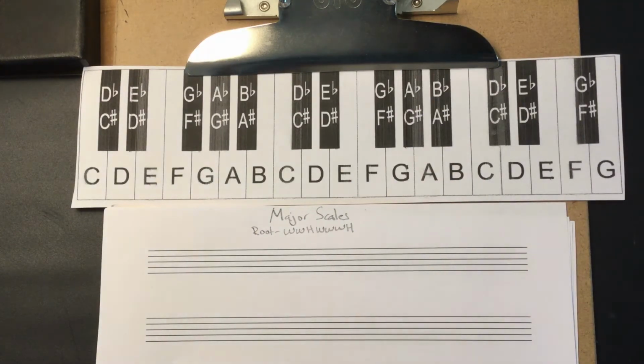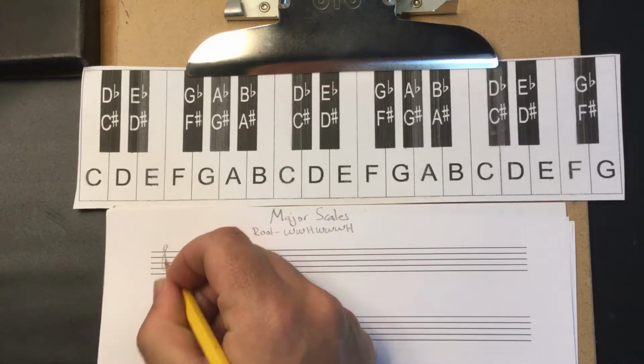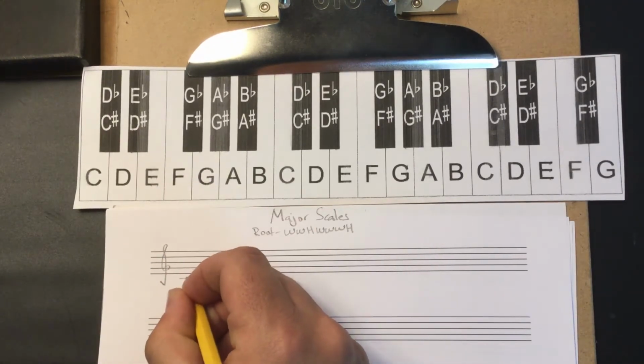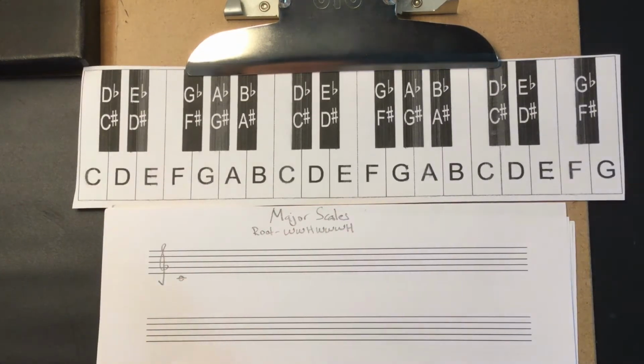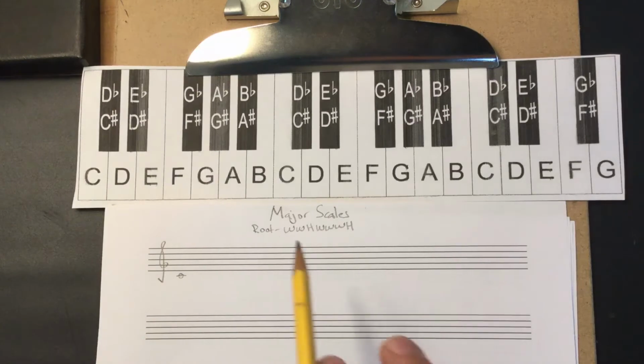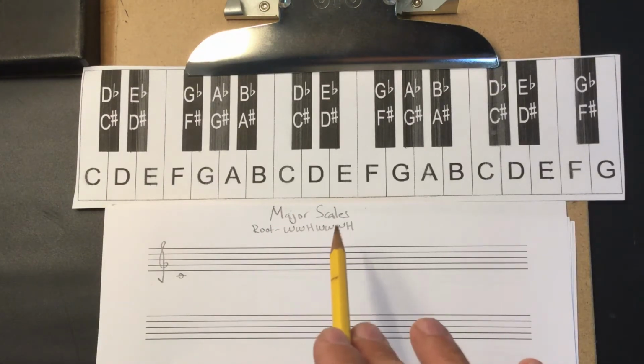What is the pattern for this? Well, you're going to start with your root. That's what the scale is named after, and we're going to start with C major. Okay, so I'm going to do this in treble clef, and we're going to start on a C right here, middle C. Okay, so that's our root. And then our pattern is whole, whole, half, whole, whole, whole, half.